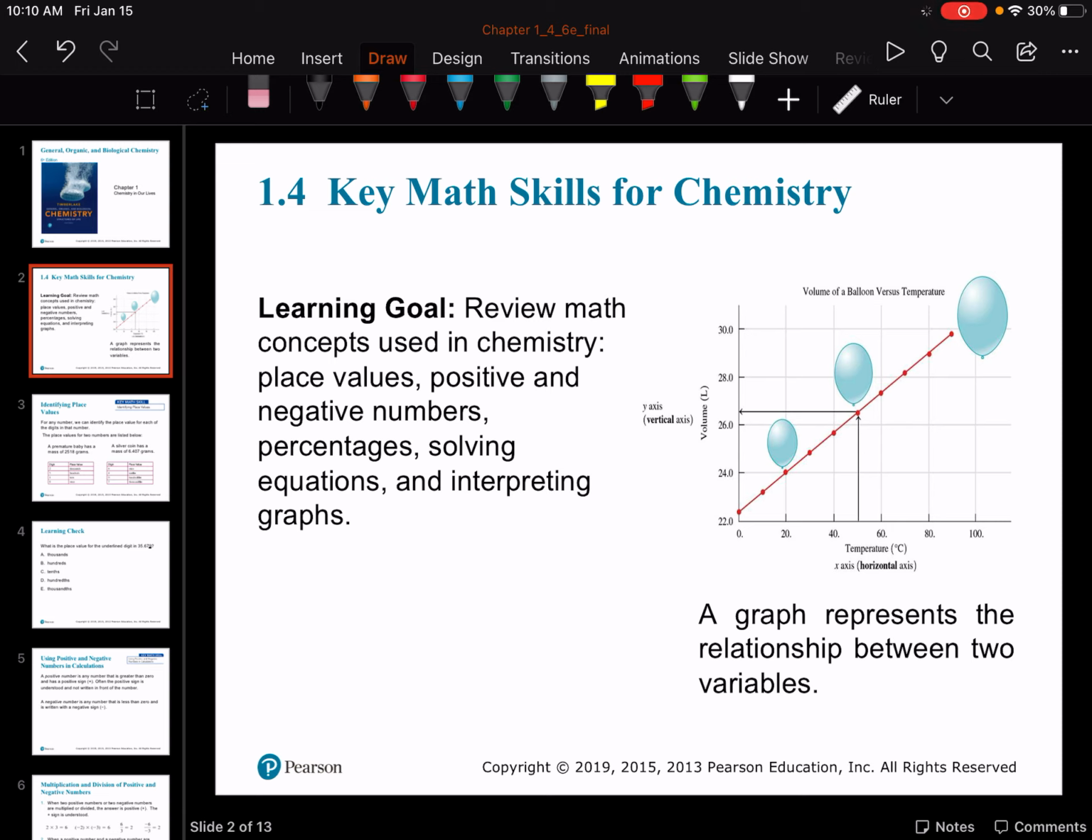Now let's go. First of all, the learning goal is to review math concepts used in chemistry, and it's going to really help us a lot if you're comfortable with these things. And if you're not comfortable with them, we're going to practice them until you like them, and then you'll realize that much of what people think is difficult actually turns out to be not so difficult.